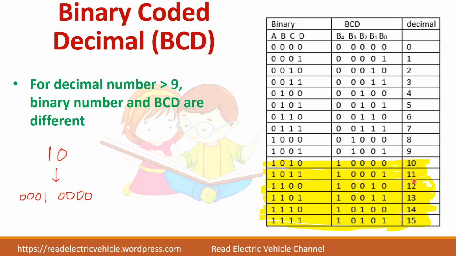For example, you see this 10. In binary we will write it as 1010. But in BCD, I have to write the 1 separately as 0001, and for 0, I have to write 0000. Similarly, for 11, in binary we will write it as 1011. But in BCD, it should be written separately.